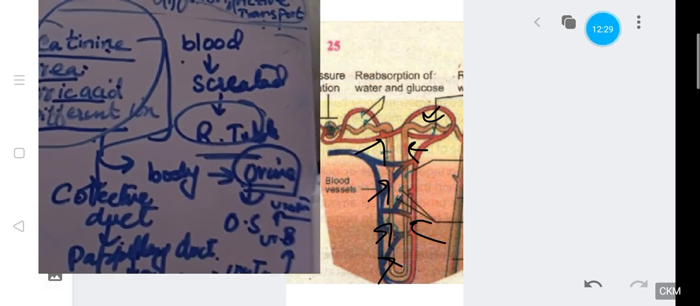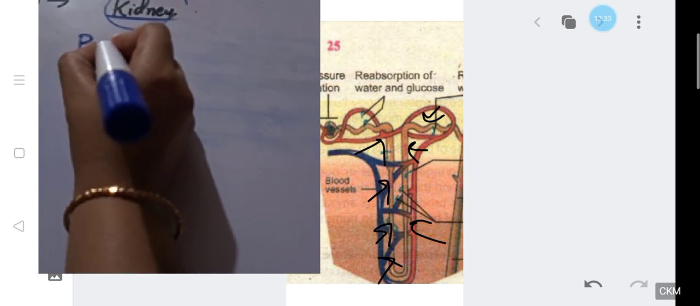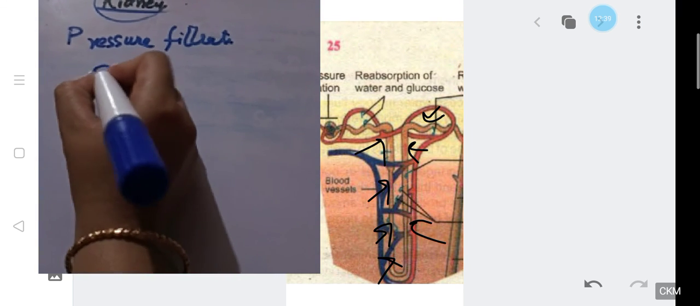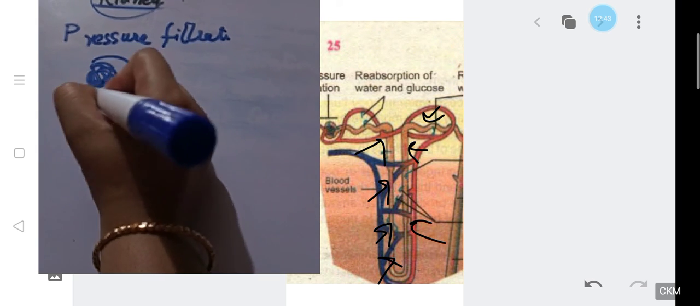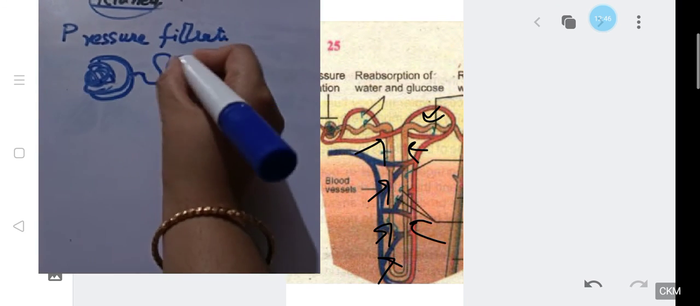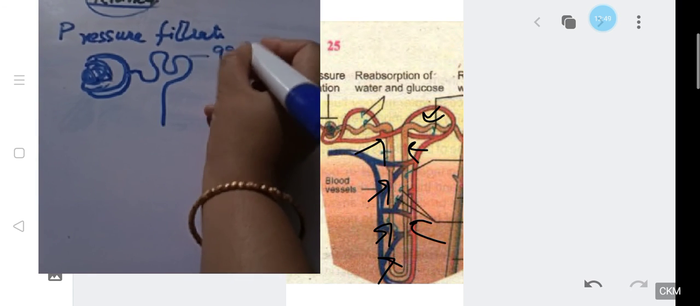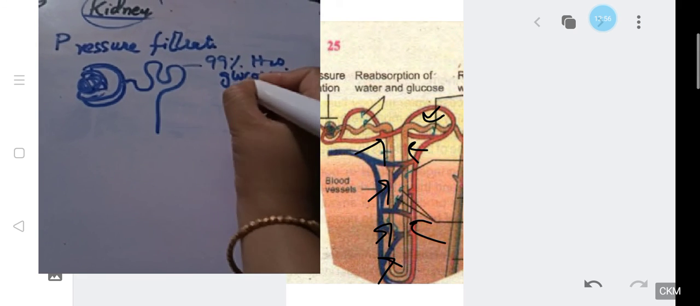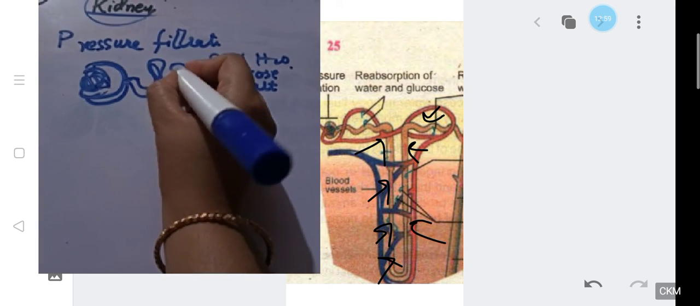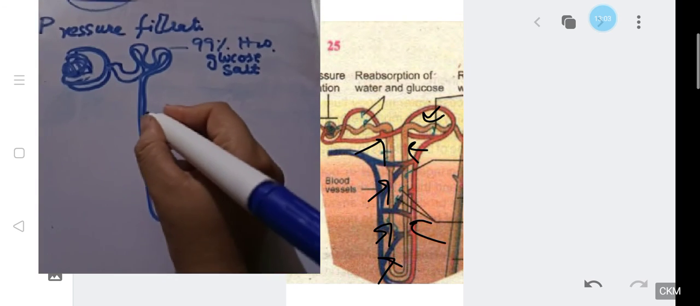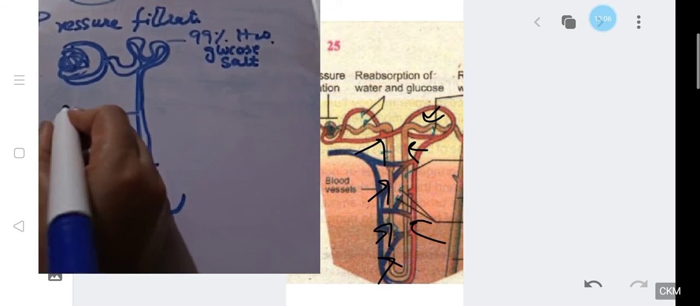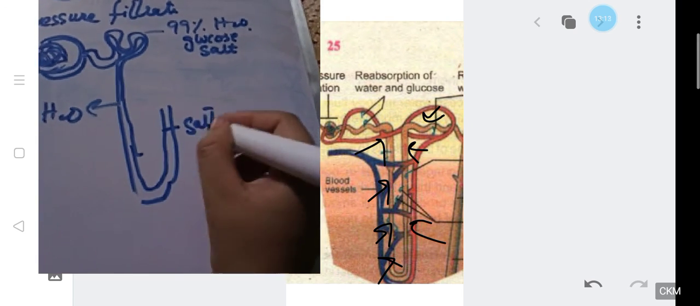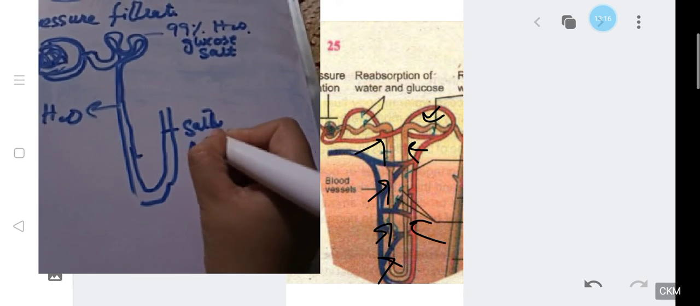So let's summarize the topic. What is happening? The first step is the pressure filtration. In the pressure filtration, the filtrate is produced by the glomerulus and it enters into the Bowman capsule. From the Bowman capsule, it enters into the proximal convoluted tubule where 99% of the water is reabsorbed. And most of the glucose is reabsorbed with the help of active transport as well as the salt. After that, the filtrate enters into the loop of Henle, and in the descending limb, the water is reabsorbed back, while in the ascending limb, the salt is reabsorbed back with the help of active transport.